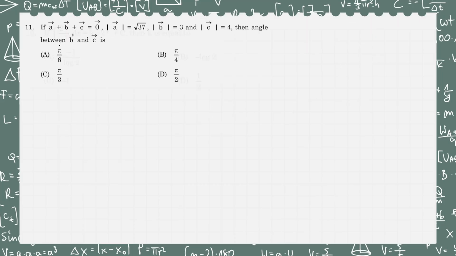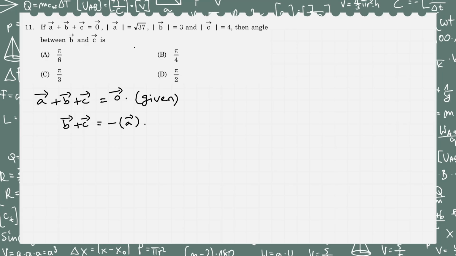Moving on to the next sum. Sum number 11. If a plus b plus c equals 0, and the length of a equals root 37, the length of b equals 3, and the length of c equals 4, then the angle between b and c is what? First of all, a plus b plus c equals 0 is given to us. So from here, we find b plus c, which is 0 minus a, which is minus vector a.